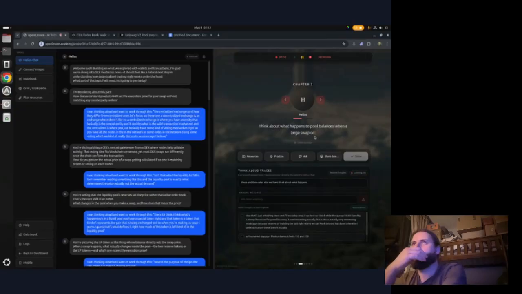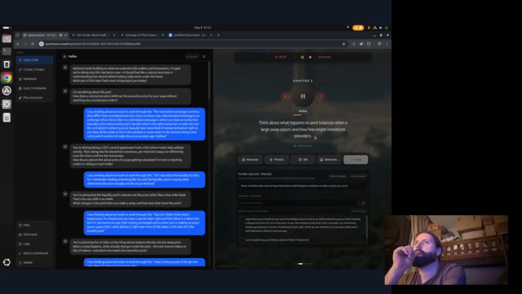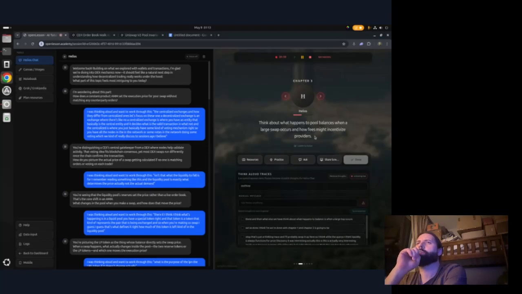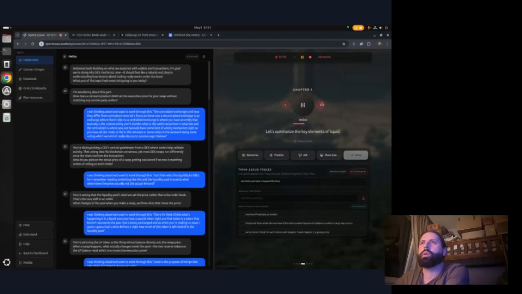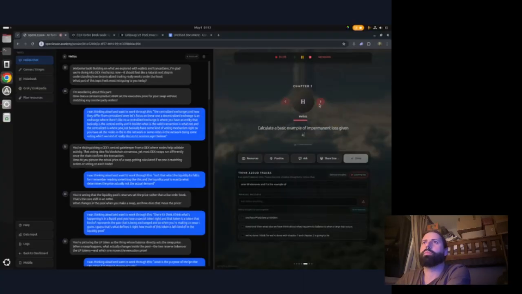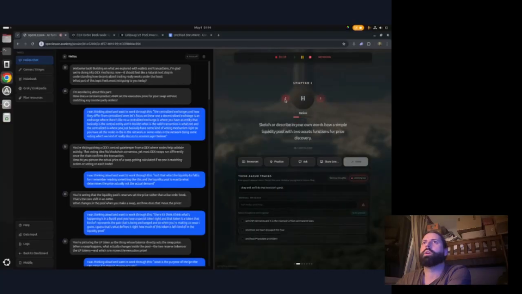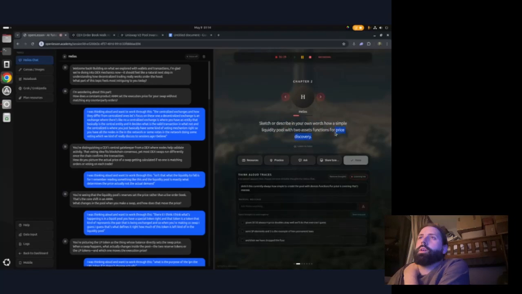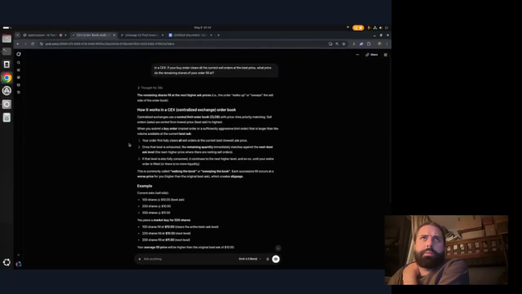Think about what happens to pool balances when a large swap occurs, and how fees incentivize providers. Then we have chapter 4, summarize key elements, and 5, an example of impermanent loss, given a 50-50 ETH/USD pool where ETH price doubles. Okay, we'll do that exercise. Describe in your own words how a simple liquidity pool with two assets functions for price discovery. That is an interesting example.